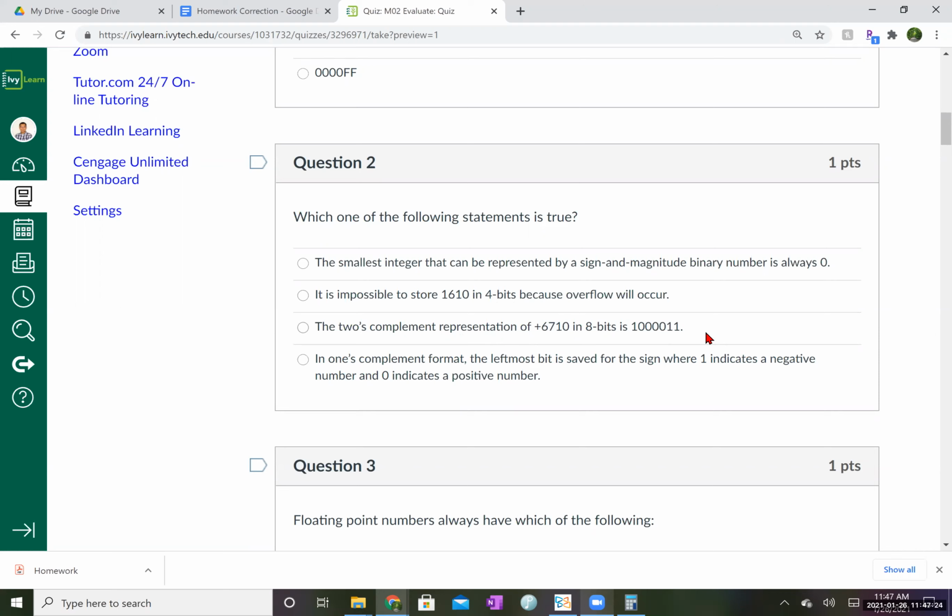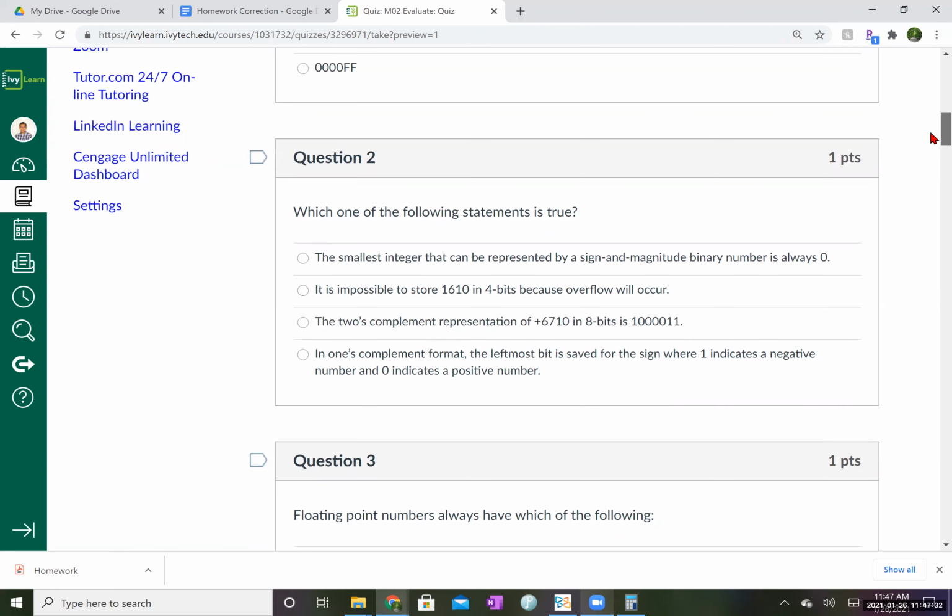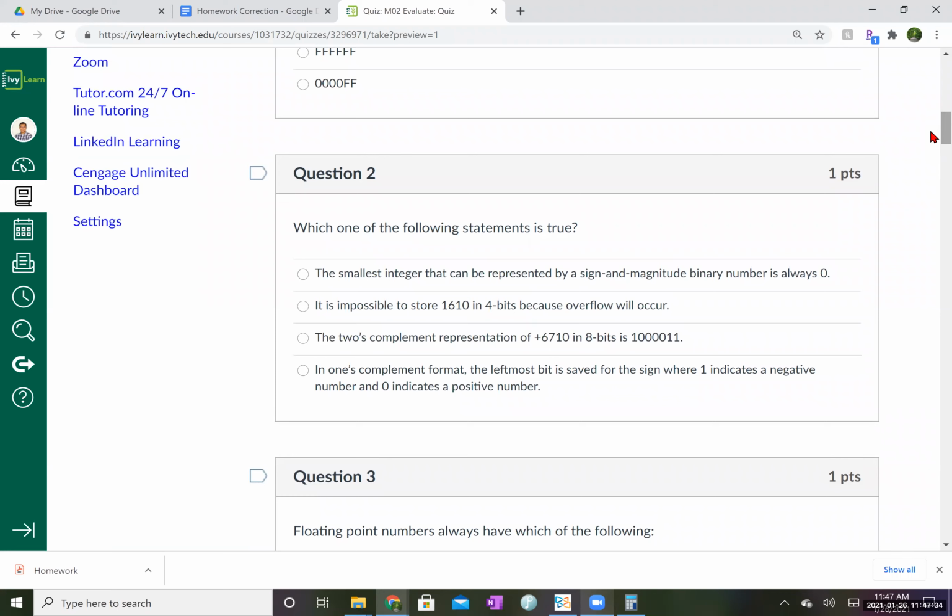So what do you think for the second one? Which one is it? One and two. Is it the fourth one? No, it's correct. It's correct.